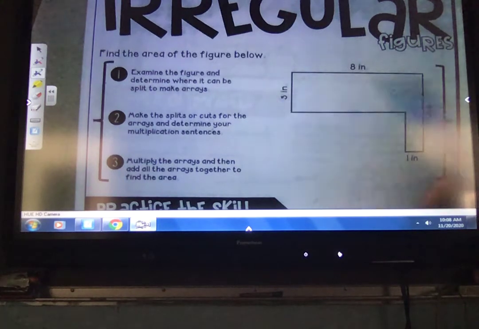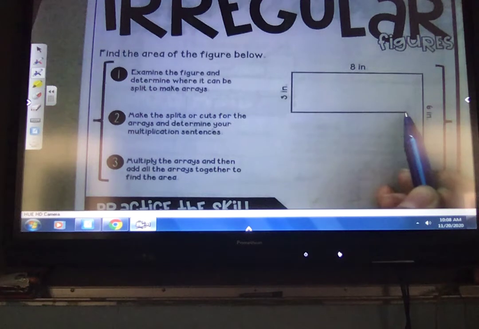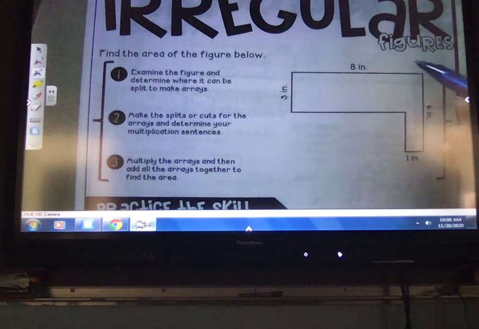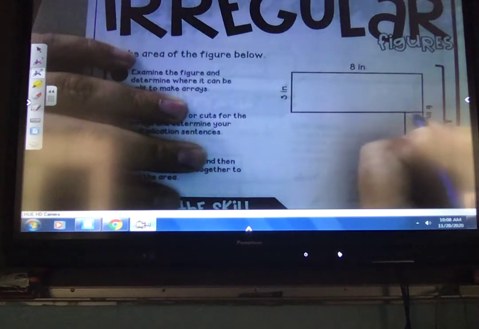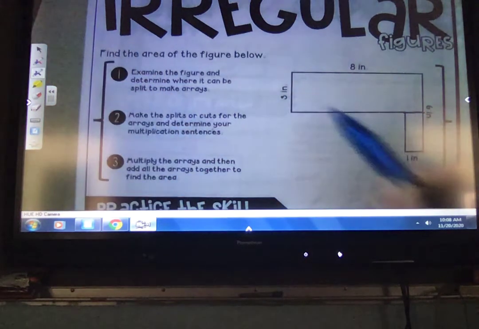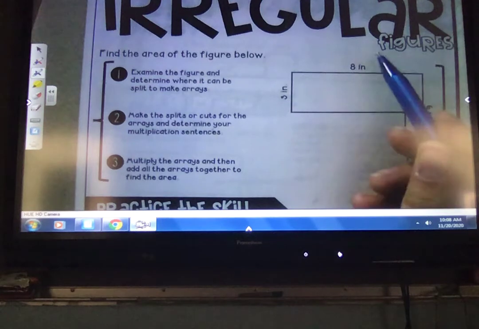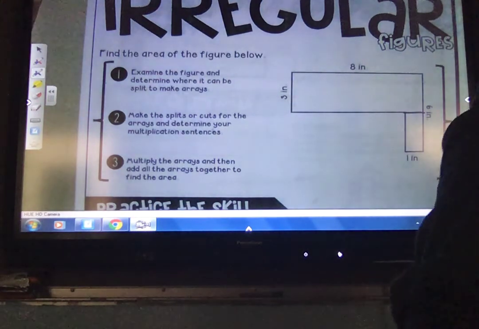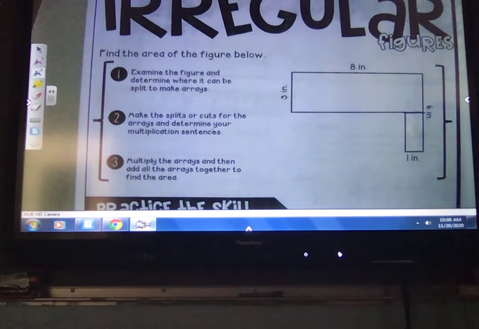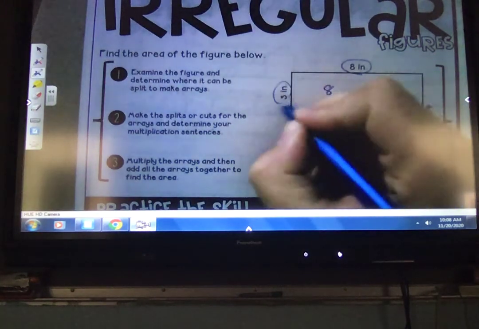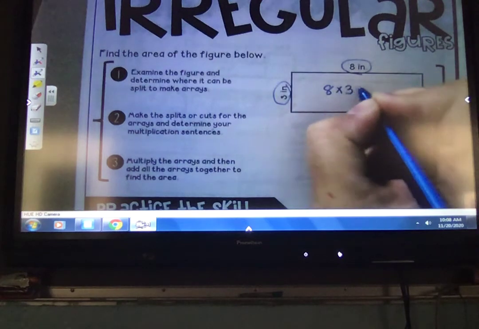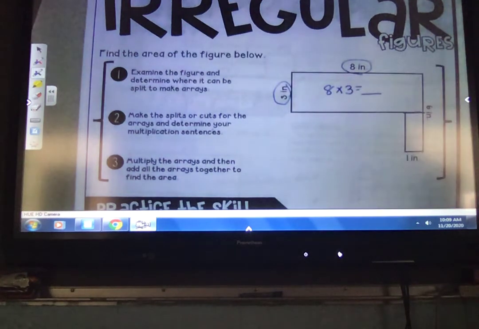Now, there's 2 ways I can make a rectangle. I can cut it across here, make a rectangle, or I can cut it across here and make a rectangle. I'm going to go this way this time. Okay, so my top rectangle already has the numbers I need. The numbers at the top, my longest side is 8, and my shortest side is 3. So I know I can just say 8 times 3 and get the area of the top.